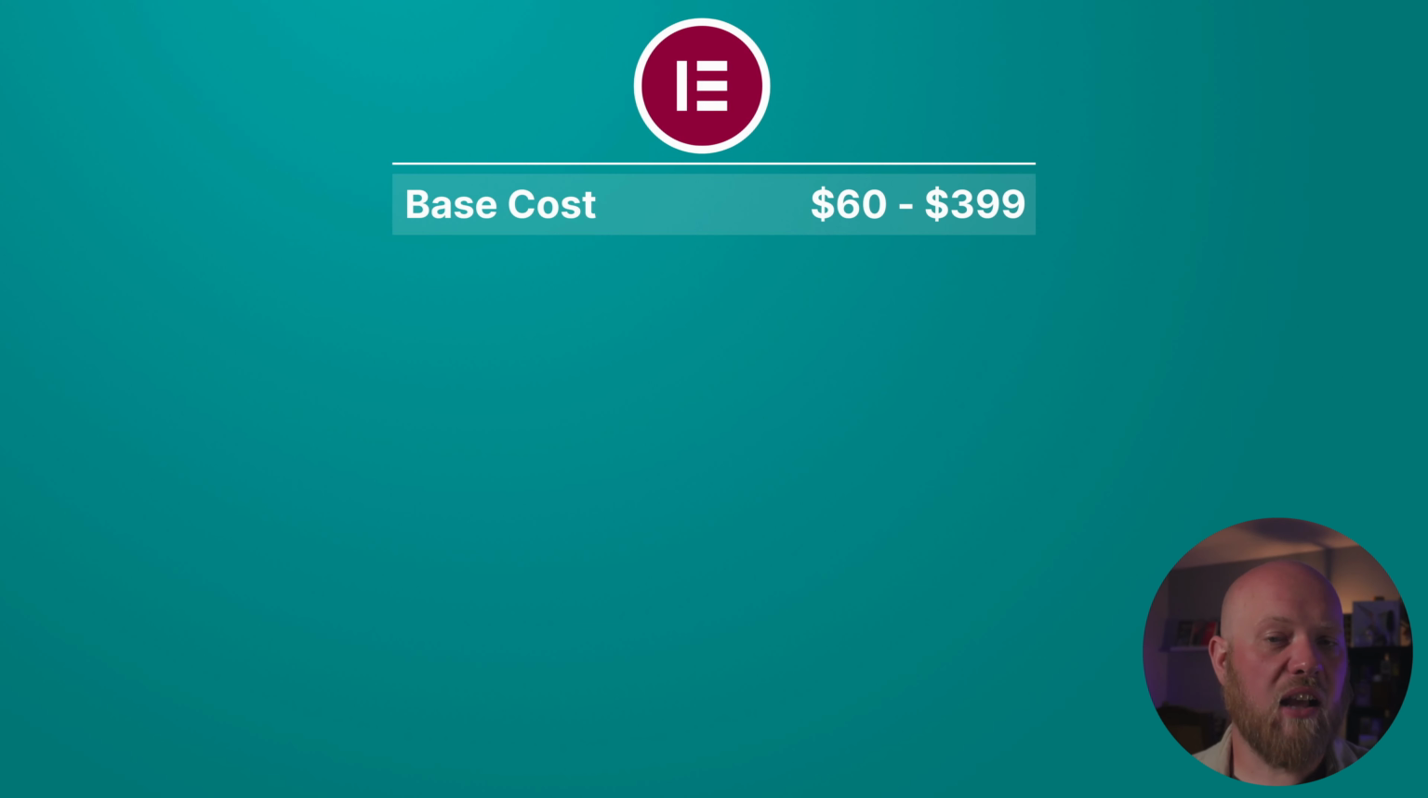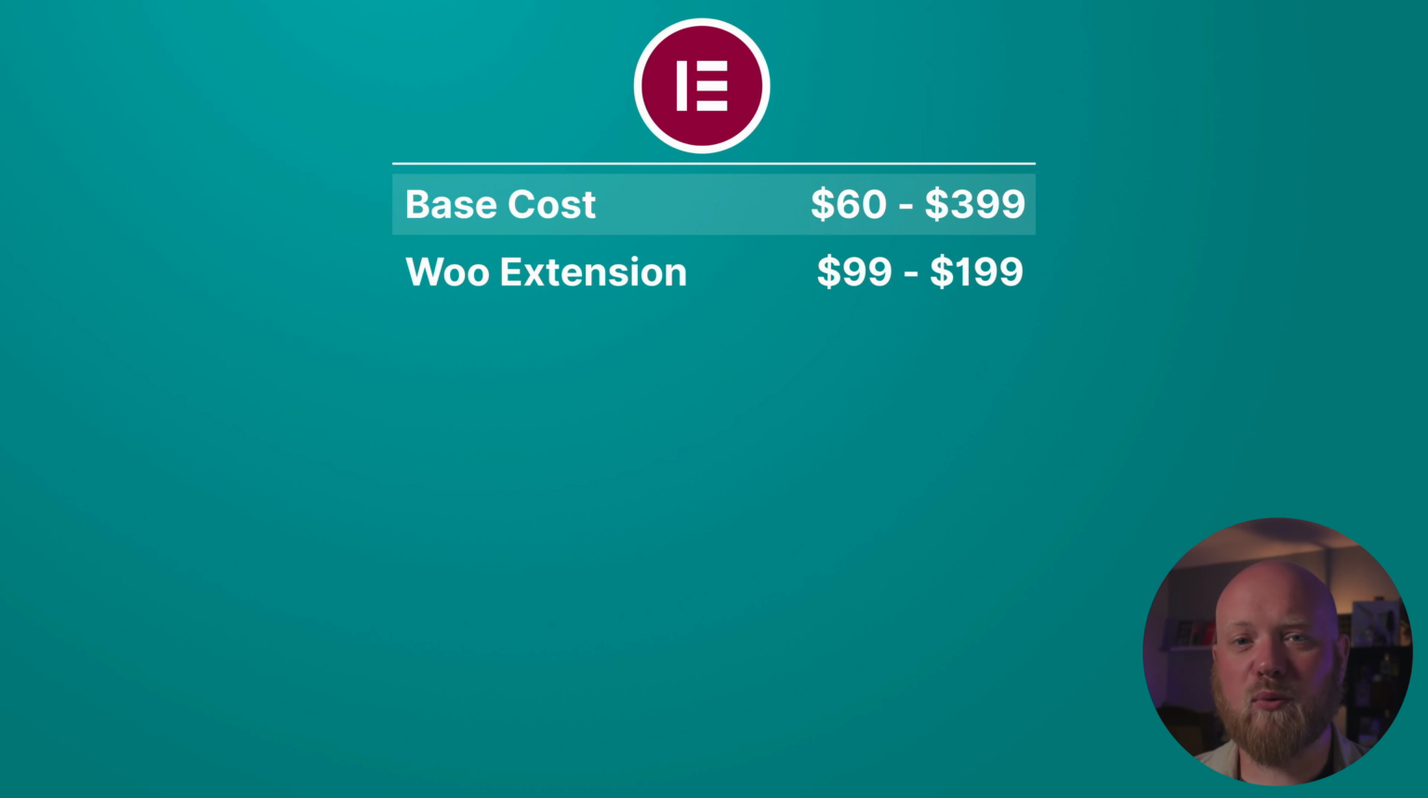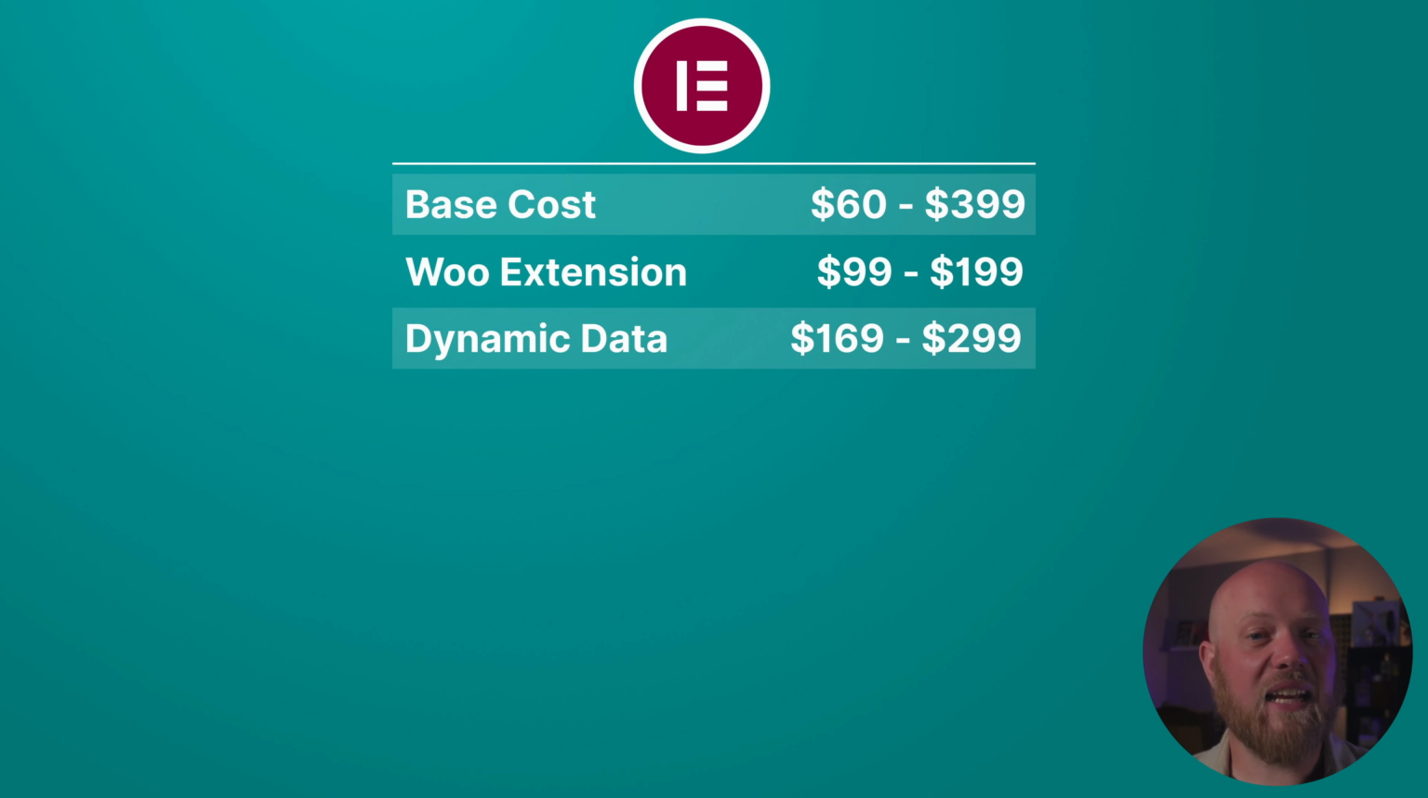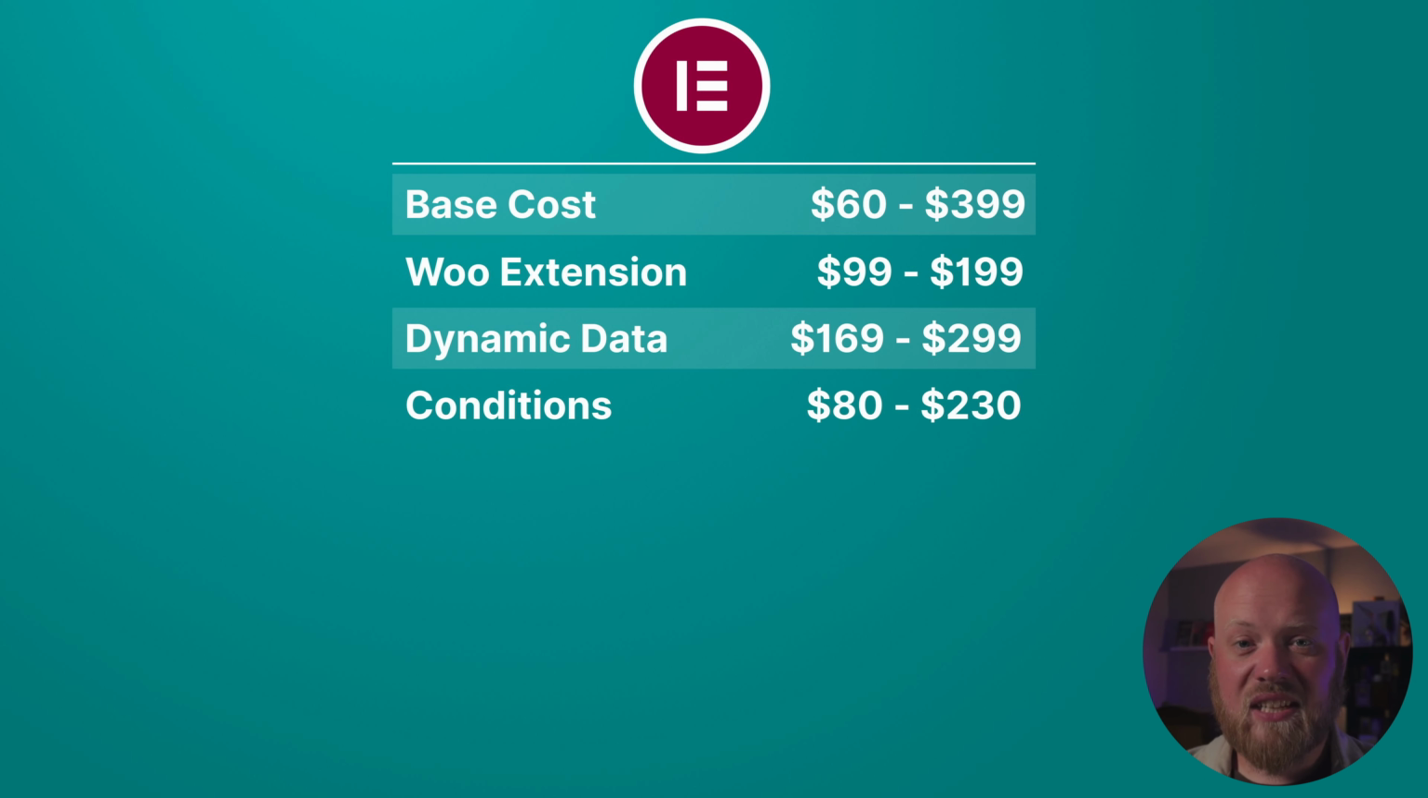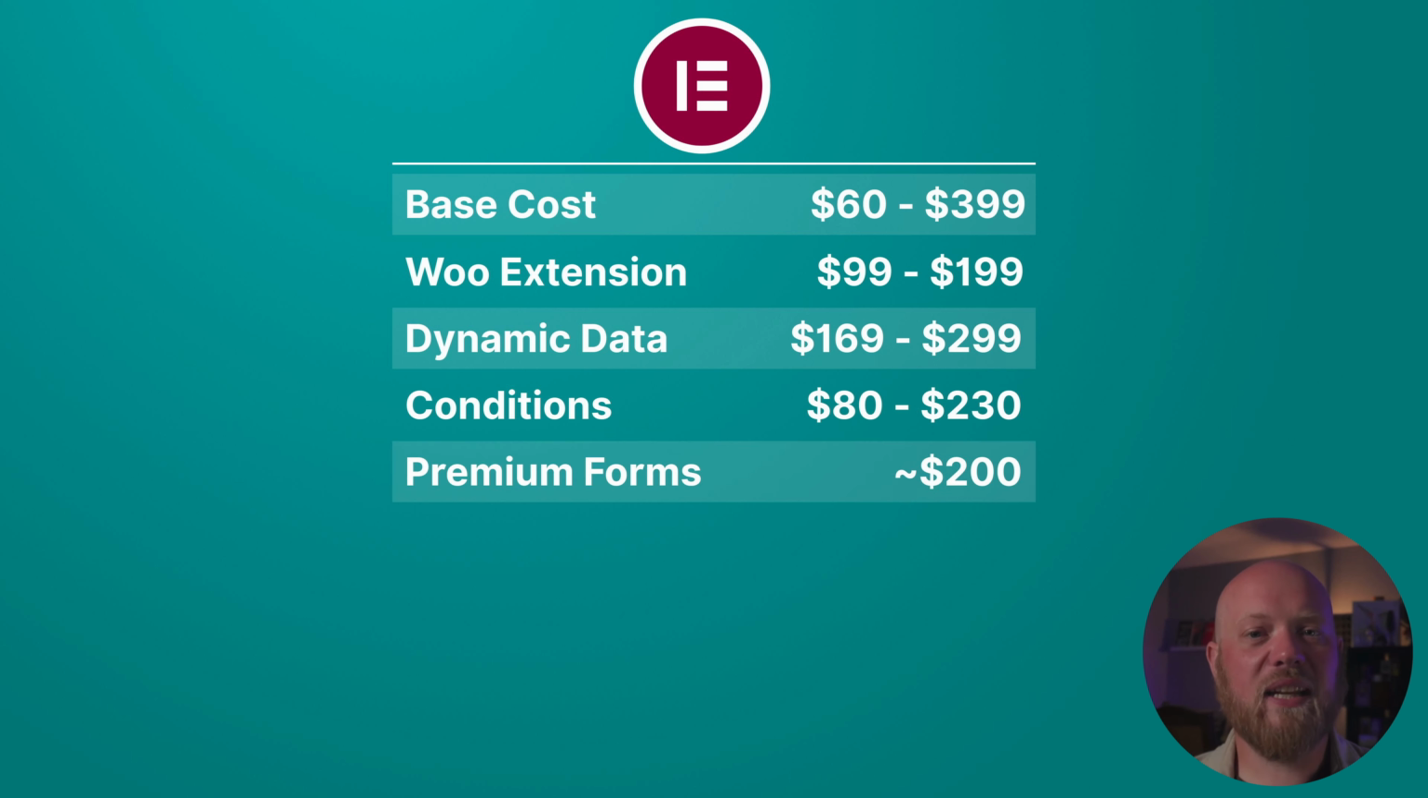The baseline cost for an Elementor license is between $60 and $399 depending on how many sites you plan on building. For an extension that adds better WooCommerce features, you'll shell out an extra $99 to $199 per year. An extension that provides a more complete ACF integration will cost somewhere between $169 and $299 per year. A better conditions extension will be around $80 to $230 depending on the number of sites you have. We didn't even mention forms, but if you want more advanced forms, you'll shell out around $200 a year on average for a separate form plugin with more features.